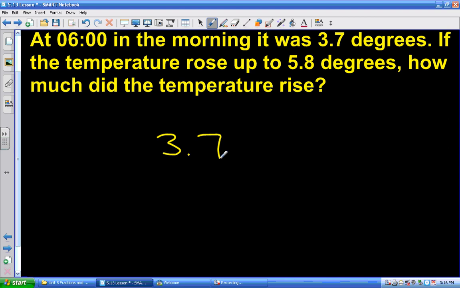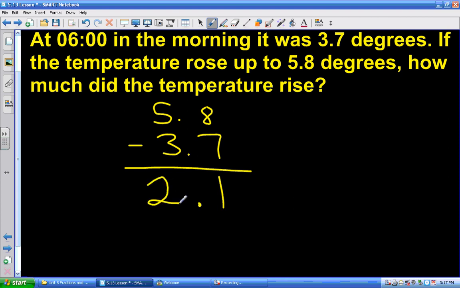Where do I put the 5.8? Underneath it or on the top of it? Where does the 5.8 go? Up here or down here? Up here, exactly. 5.8. Okay, so Tiffany, 8 take away 7 is what? Put the decimal in. 5 take away 3 is? 2. So, the question says, how much did the temperature rise?